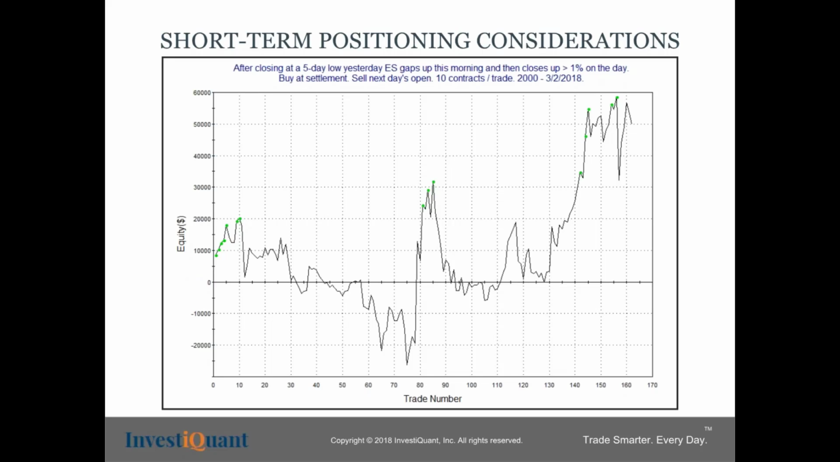So I also look at things like short-term positioning, long-term positioning of the market, seasonality. Here's an example of short-term positioning. So here we're looking at after closing at a 5-day low yesterday, we get a gap up this morning, and then the market closes up at least 1% on the day. So you've got a strong double up day, but it's coming off of a 5-day low. So in this case, there hasn't been a real bearish tendency. Actually, it's made some gains over the years, not consistently, but we haven't seen the bearish double up day tendency, and that's because we're coming off of a low area.